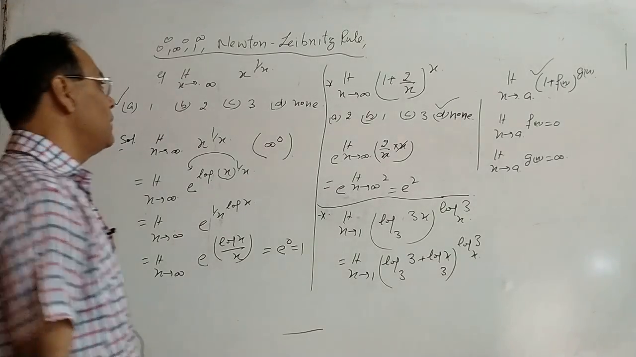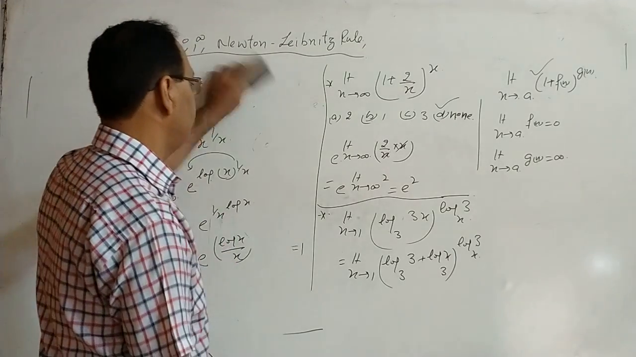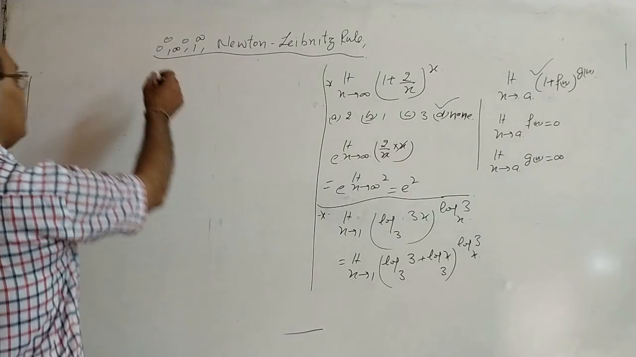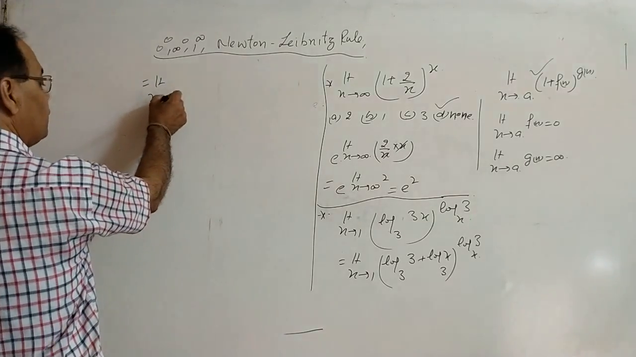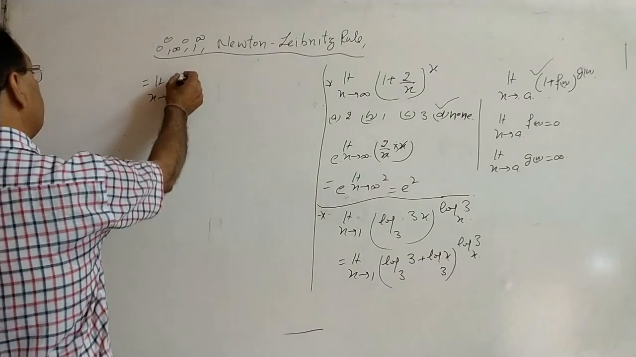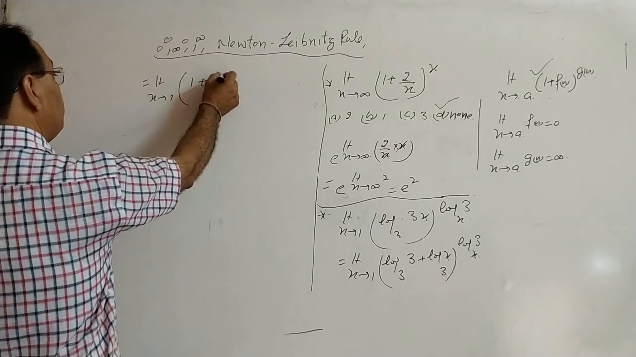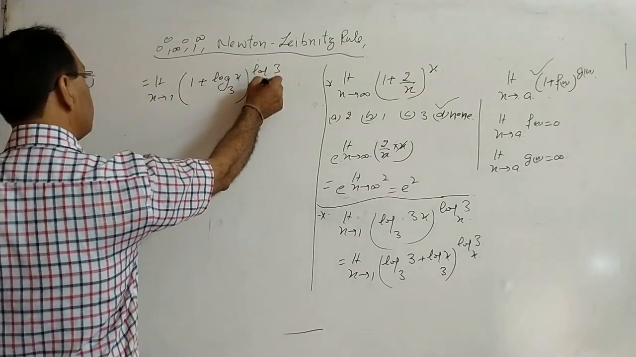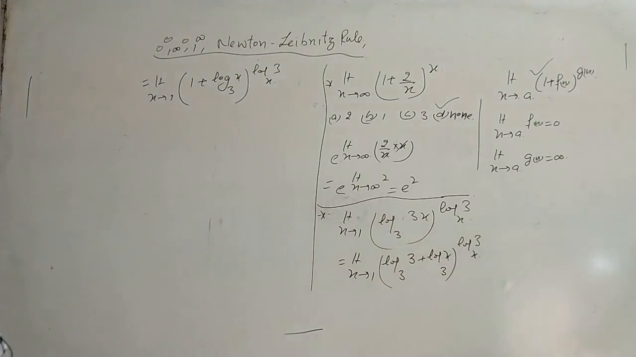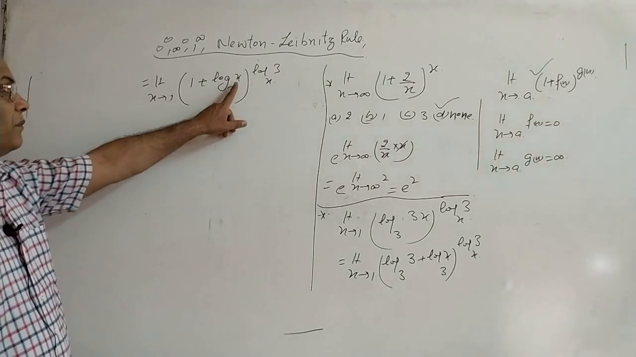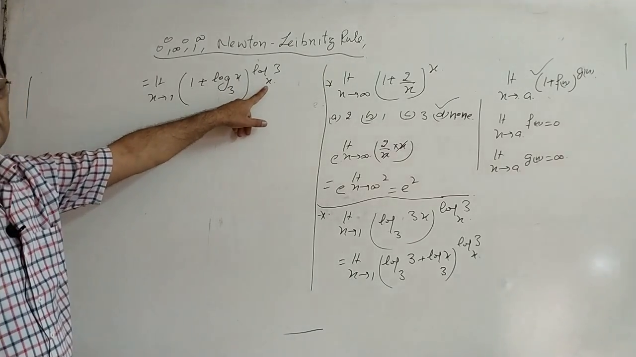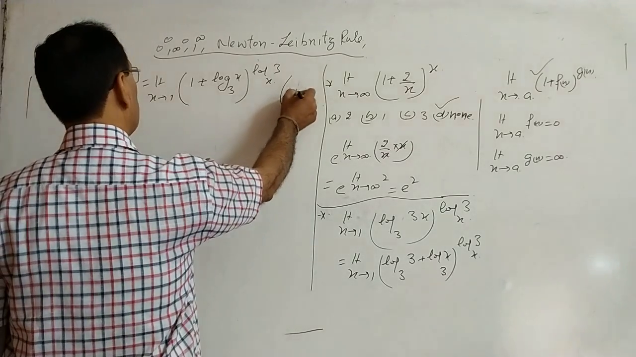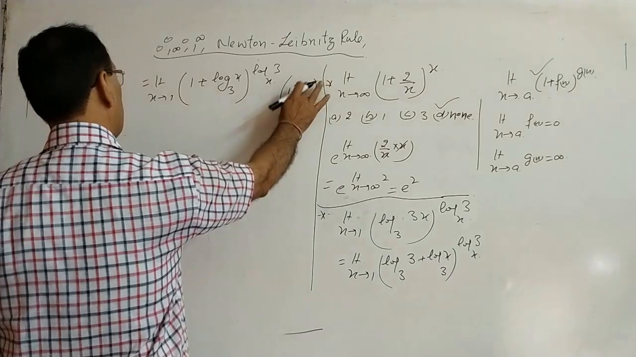But log 3 base 3 becomes 1. I am taking this as a subjective question. So limit x approaches 1. Now you can see log 3 base 3 is 1. So 1 plus log x base 3, its power is log 3 base x. When x approaches 1, log 1 is 0. But here the base is 1, so you may write that it should be an infinite form. Again this is your 1 plus 0 raised to power infinite form.